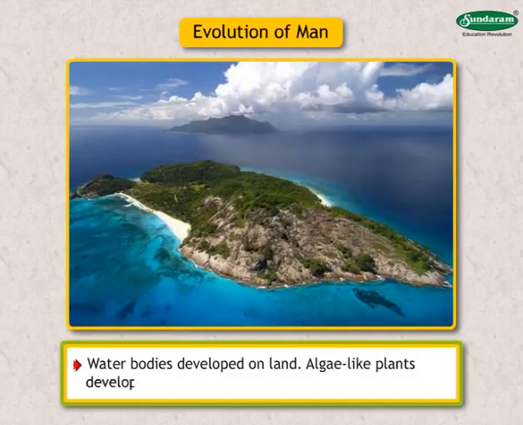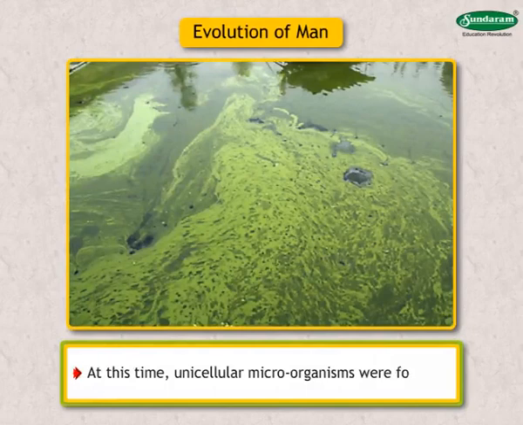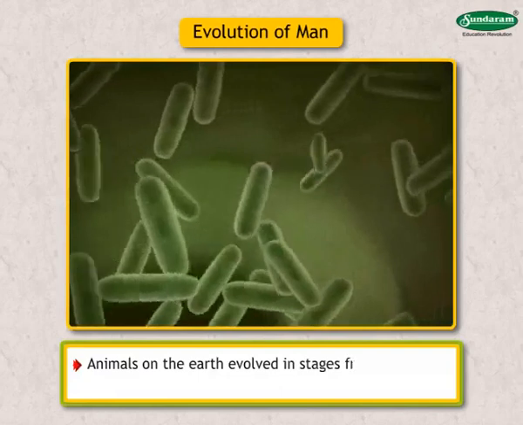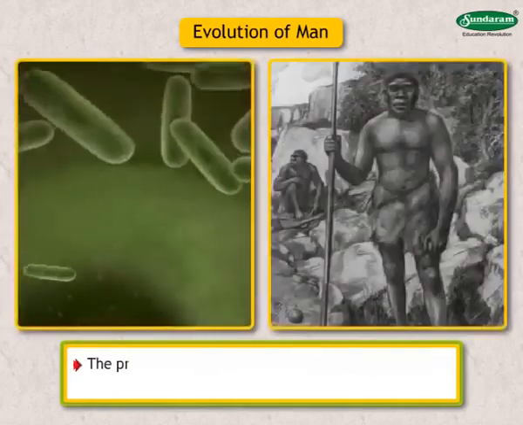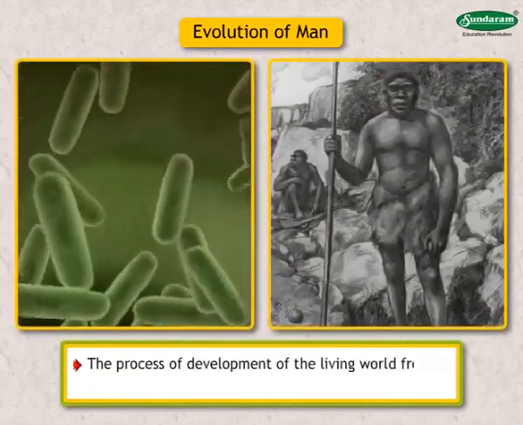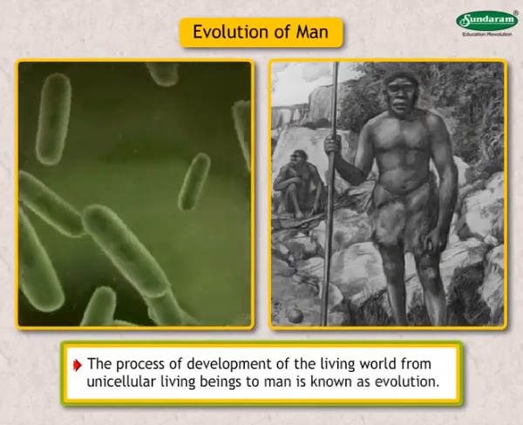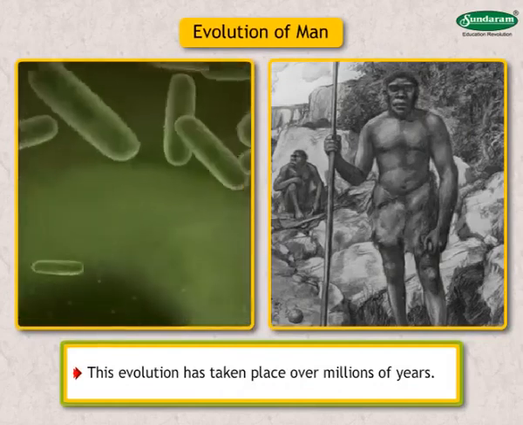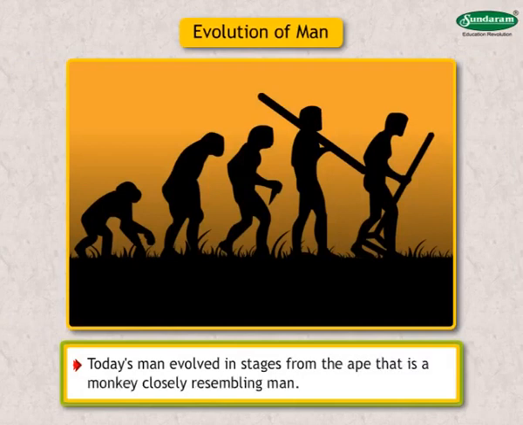Algae-like plants developed in water. At this time, unicellular microorganisms were formed. Animals on the earth evolved in stages from these unicellular microorganisms. The process of development of the living world from unicellular living beings to man is known as evolution. This evolution has taken place over millions of years. Today's man evolved in stages from the ape, that is a monkey closely resembling man.